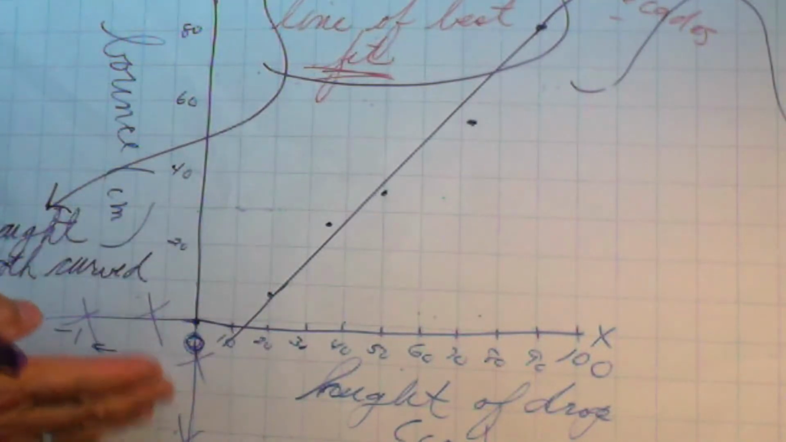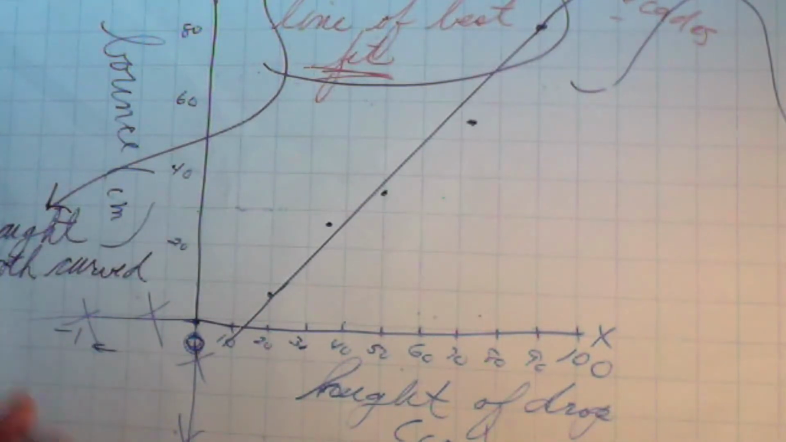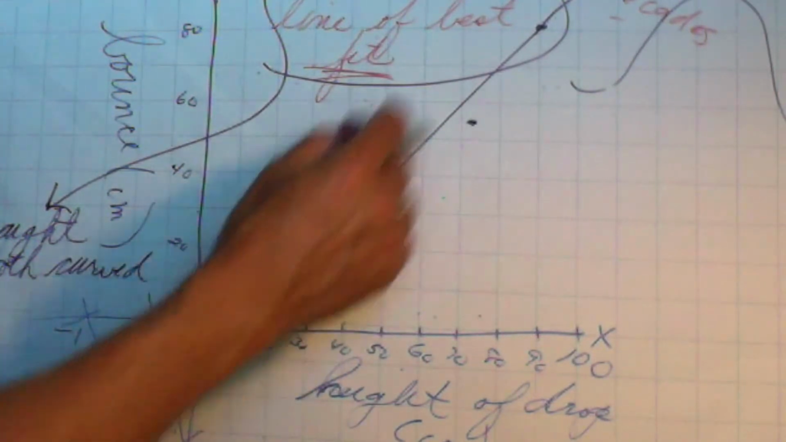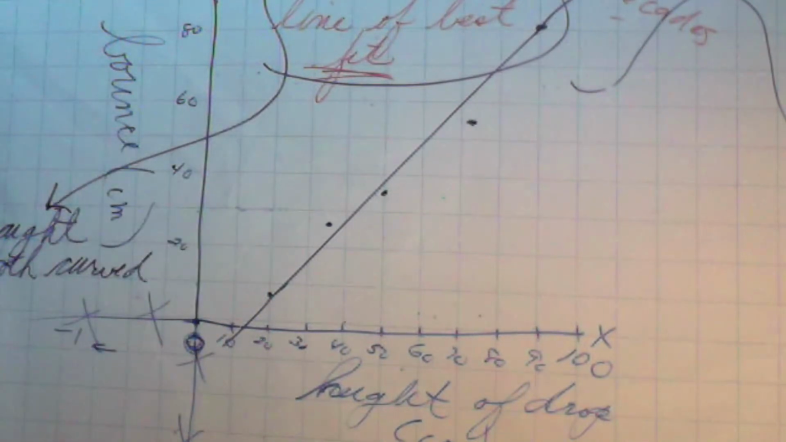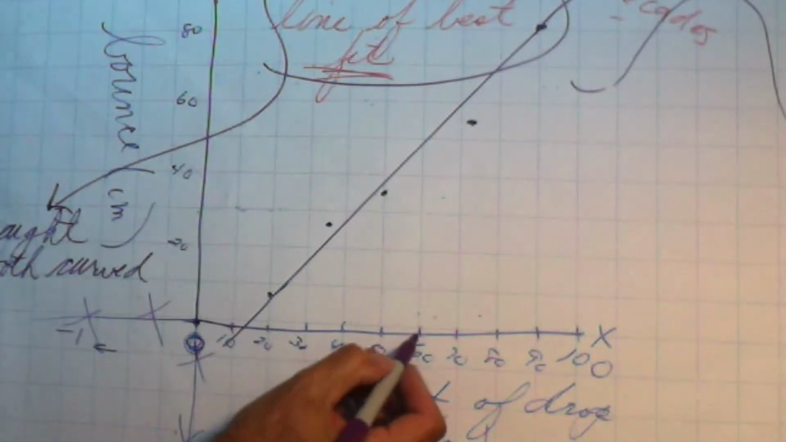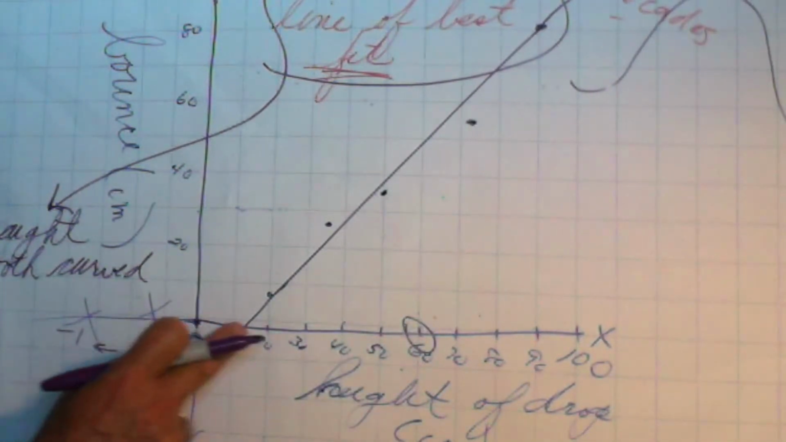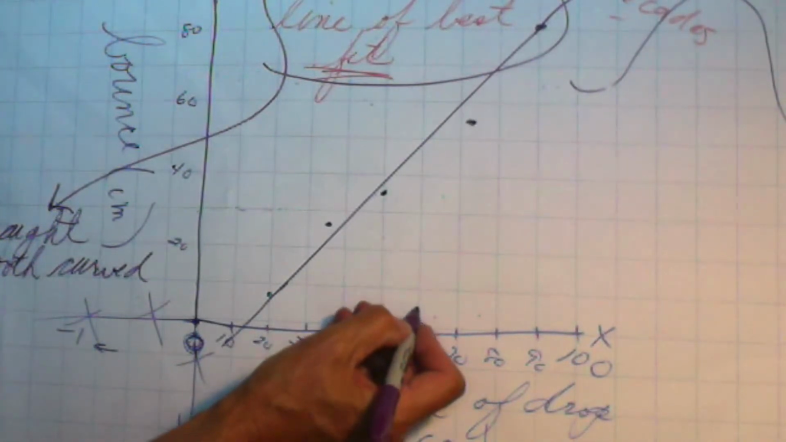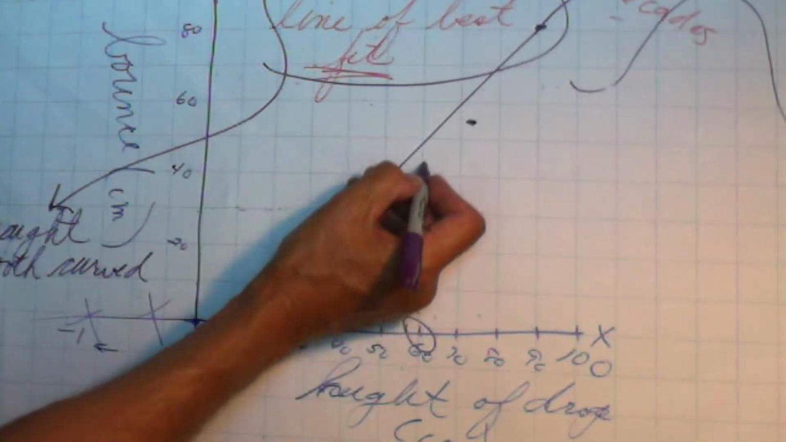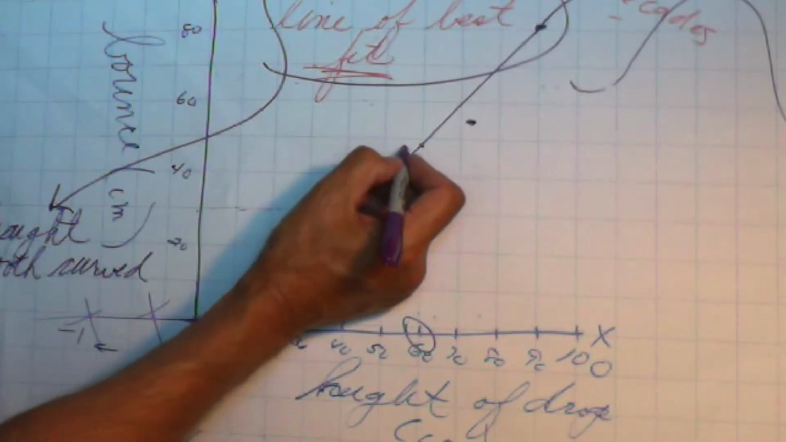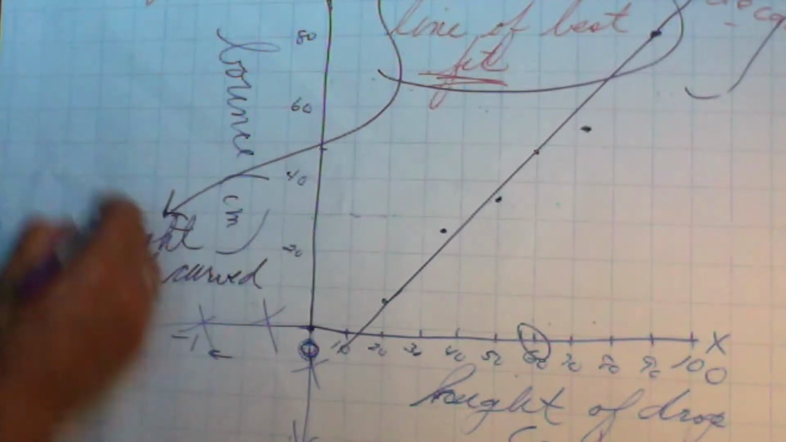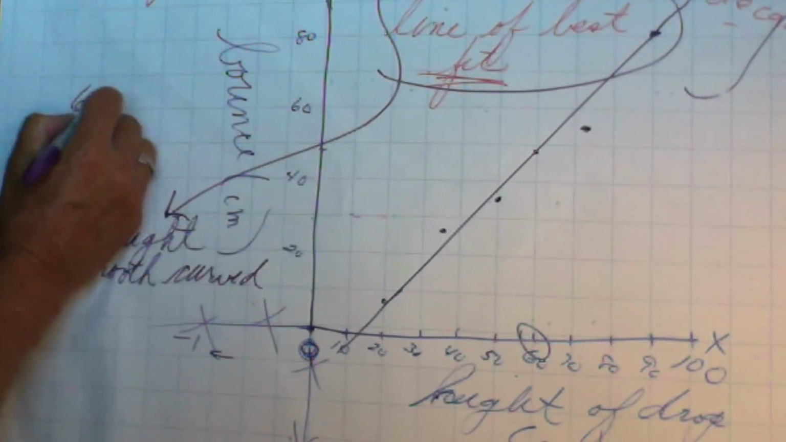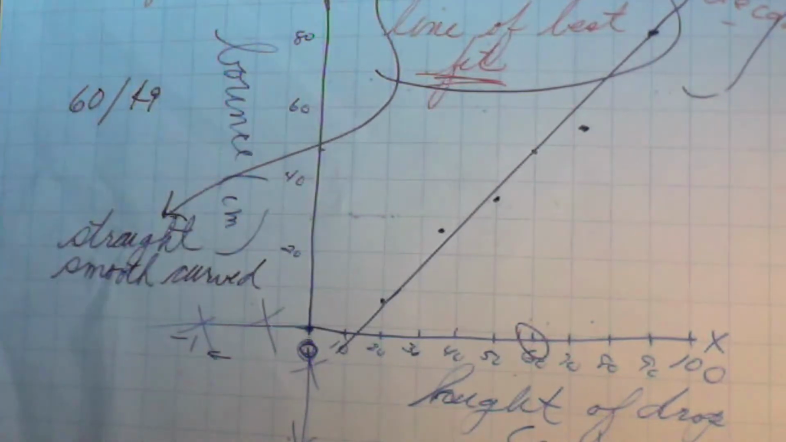Now, the cool thing with this graph is I can use it to predict other heights of drops and heights of bounces, even though I haven't measured them. So for example, let's say I want to predict how high the ball would bounce if I dropped it from 60 centimeters. I go across the bottom, height of drop is 60, I go up the 60 line until I hit this line right here, and then I come to the left, it's about right here. Well, I know that's 40, I know that's 50, so I'm going to say if I drop it from 60 centimeters, my prediction is it's going to bounce up to about 49.